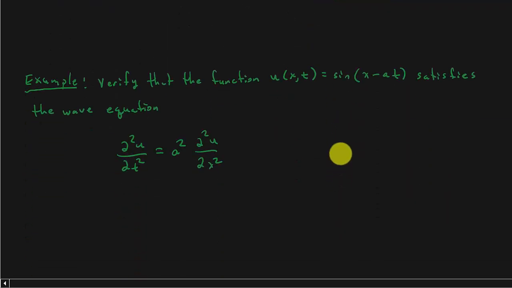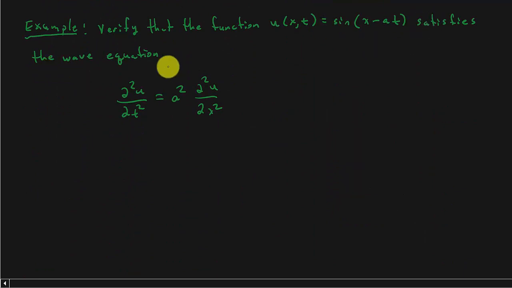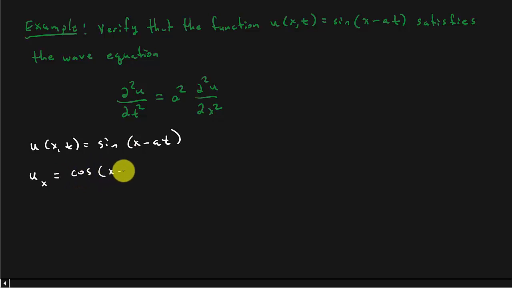And then the last one here, verify that this function satisfies the wave equation. This is the wave equation. So we've got u(x, t) is equal to sine(x minus at). All right, so we're going to take the partial with respect to x first, why not? So the derivative of sine is cosine(x minus at) times the derivative of what you're taking the sine of. But remember in this case, x is our variable, everything else is a constant. So the derivative of x is 1, and the derivative of at is just 0.